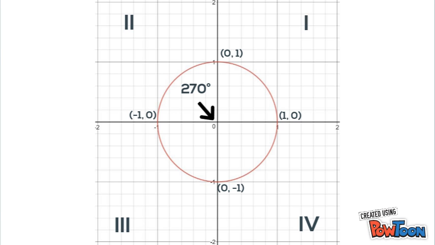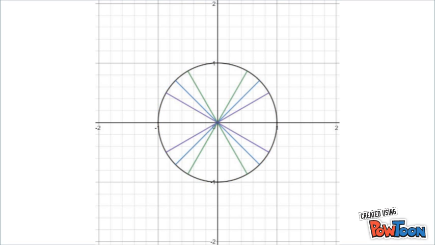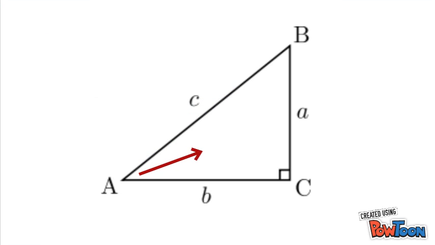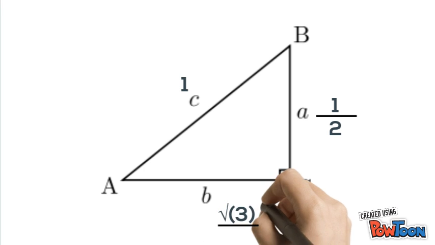The circle can be further split up, where each section either measures 45 degrees, or pi over 4 radians, represented by the blue lines, or each section measures 30 degrees, or pi over 6 radians, represented by the green and purple lines. If you remember, in a 30-60-90 triangle with a hypotenuse of 1, the opposite side equals the square root of 3 over 2, and the adjacent side equals 1/2.